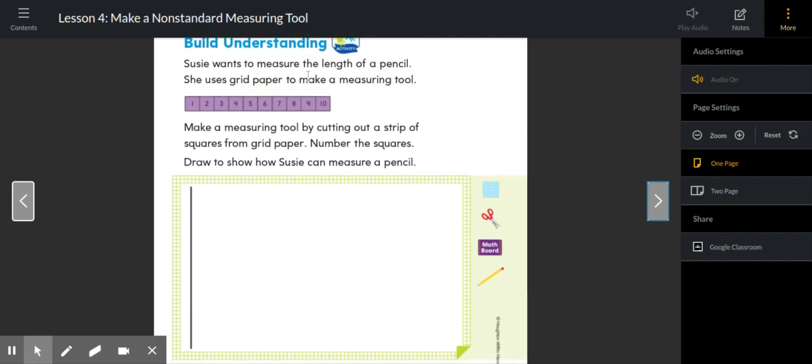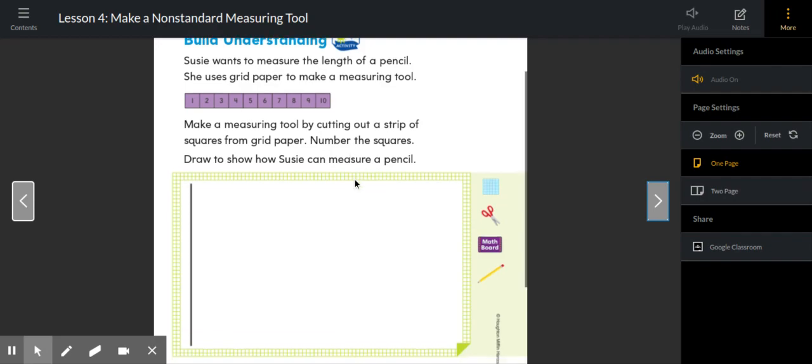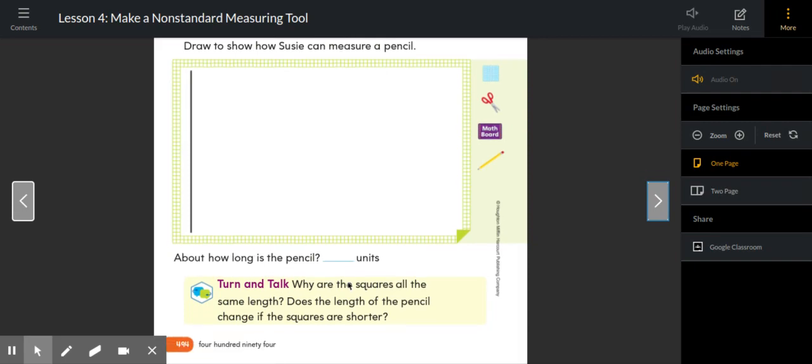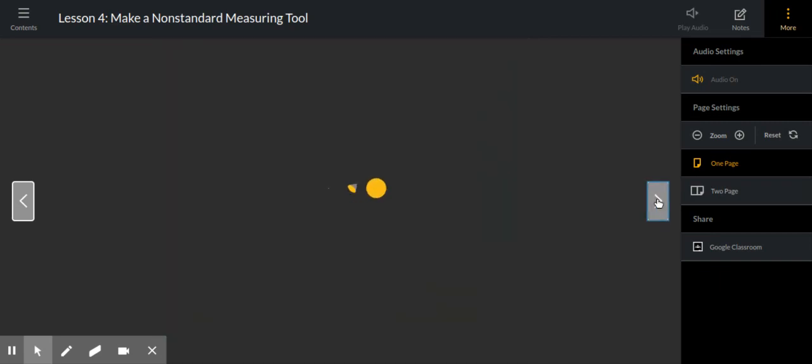So Susie wants to measure the length of a pencil. She uses grid paper to make a measuring tool. Make a measuring tool by cutting out a strip of squares of grid paper. So you're just going to cut one row off of your grid paper at the top. Number your squares. Draw to show how Susie can measure a pencil. So you're going to draw a pencil and you're going to draw your grid paper next to it. About how long is the pencil in your grid paper? Okay, so you're going to use that graph paper today to make a measuring tool.